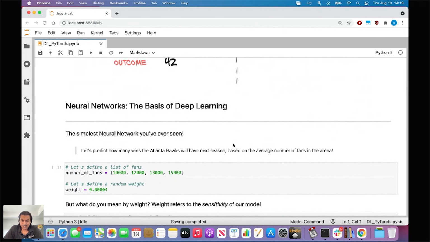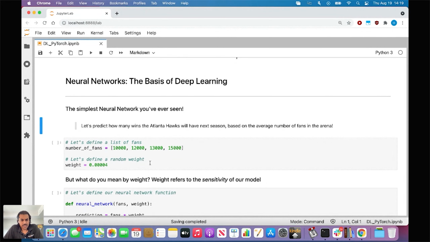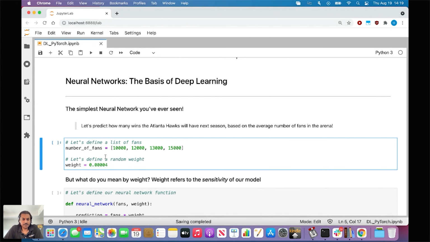I'm a big Atlanta Hawks fan. I live in Atlanta, of course. Let's try to predict how many wins the Atlanta Hawks will have next season based on the average number of fans in their arena. Okay, so maybe more fans equals more wins. I don't know. I think everyone is familiar with this setup here, and if you're not, feel free to chime in. Here I've annotated some of the code, and this is the actual code. Here I've created a simple list of the number of fans, right? So 10,000, 12,000, 13,000, 15,000. And here I just created a random weight, right? In this instance, it looks like it's 4 10,000ths.